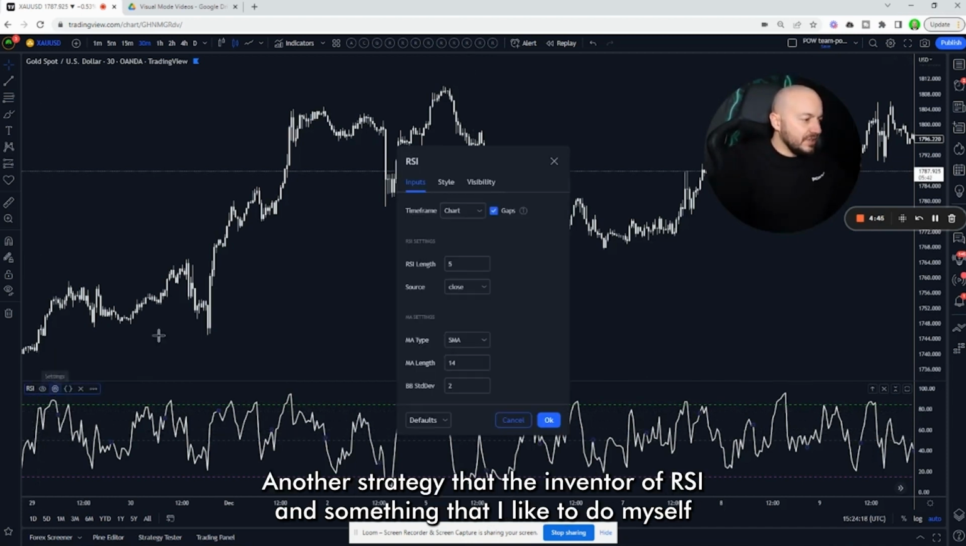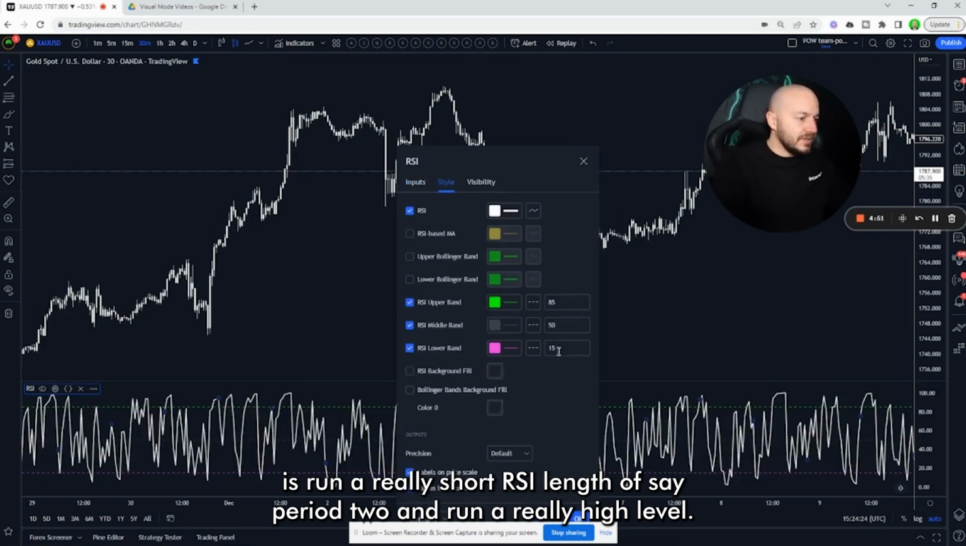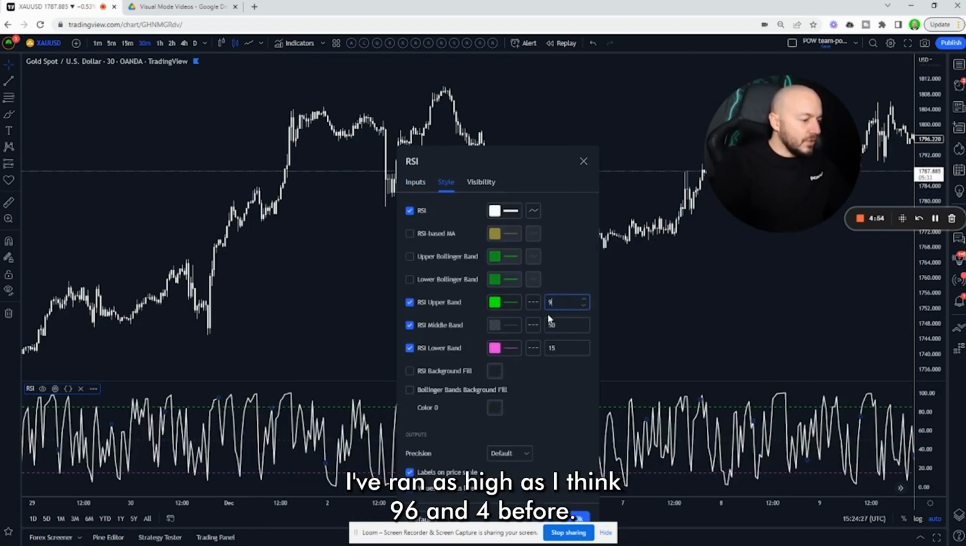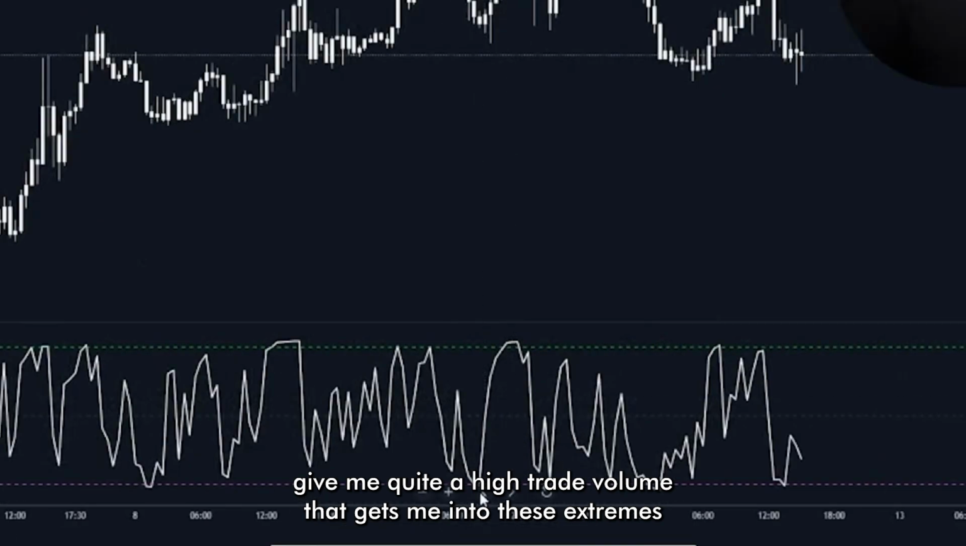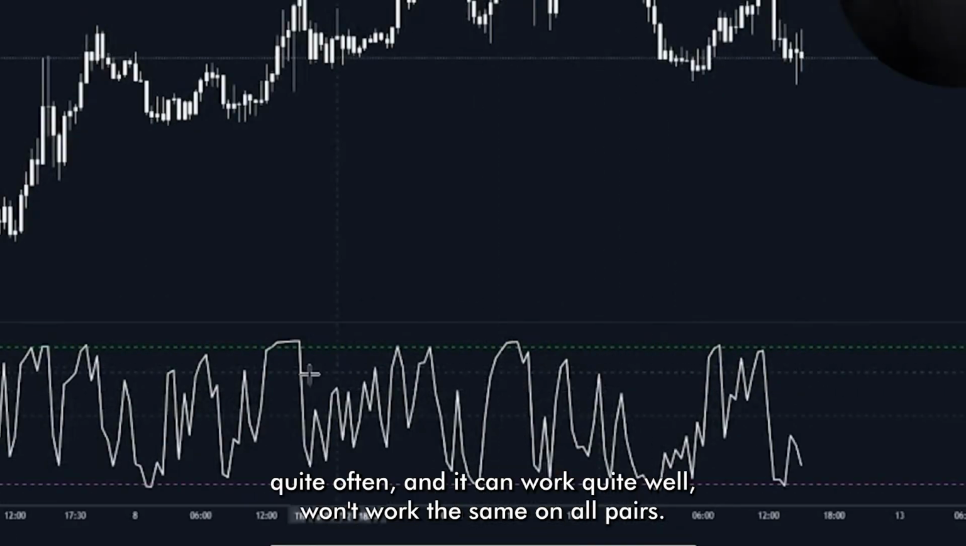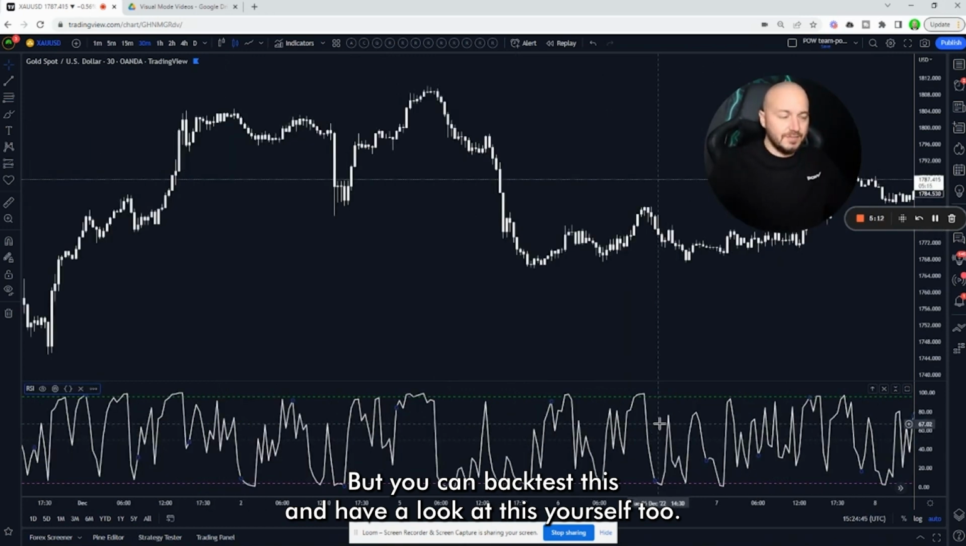Another strategy that the inventor of RSI used, and something that I like to do myself as well, is run a really short RSI length of, say, period 2 and run a really high level. I've run as high as, I think, 96 and 4 before. What this does is give me quite a high trade volume that gets me into these extremes quite often, and it can work quite well. It won't work the same on all pairs, but you can backtest this and have a look at it yourself too.